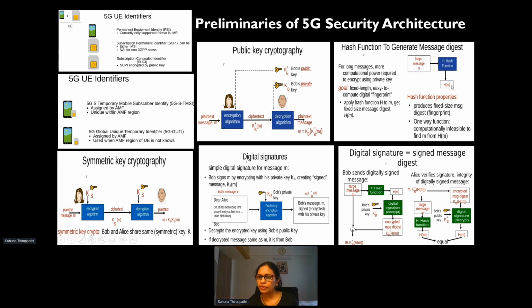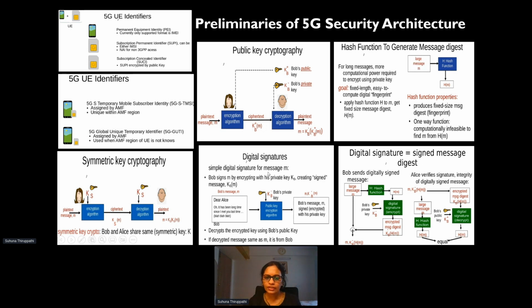So this is a one-way function, h of m. From this digest, we cannot go back to the original message. Unlike here, where the original message is encrypted and we get back the original message, in this case it is unidirectional. We cannot get back to the original message.